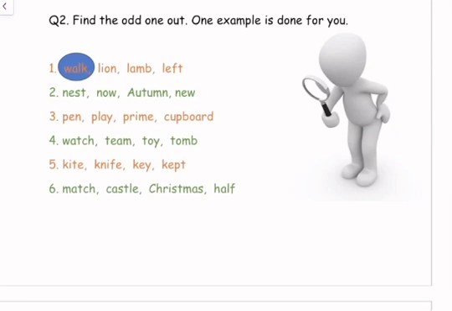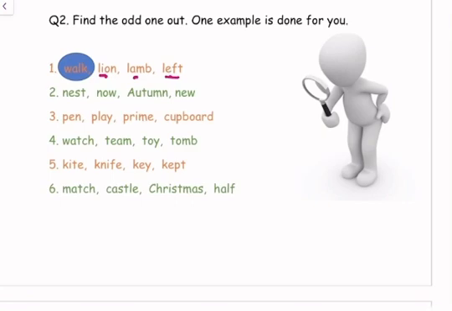Question number 2. Find the odd one out. One example is done for you. नीचे दिए गए words में से आपको एक word को अलग करना है जो कि बाकी तीन से अलग होगा. So, we can see that in first one, walk is different from the other three because walk, lion, lamb and left. Lion, lamb and left are starting from the letter L and walk is starting from W.